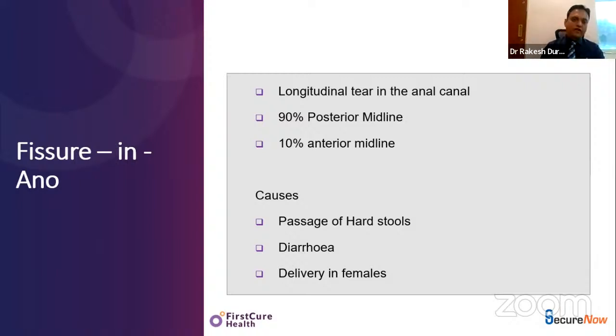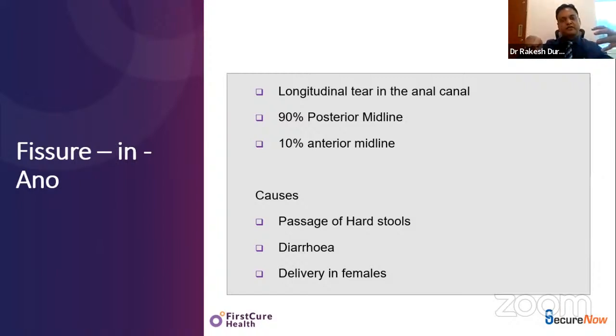When we are passing out a hard stool, as I told you, it rubs the inner lining of the back passage and leads to bleeding. It stimulates the muscles, the brown colored things which I showed you in the very first slide, and they contract. When they contract, the passage is narrower, and harder stool requires more passage to pass down. So there is more friction. More friction, more injury. More injury, more contraction of the muscle. More contraction of the muscle will lead to more tightening of the passage.